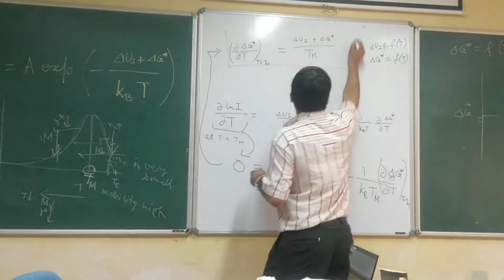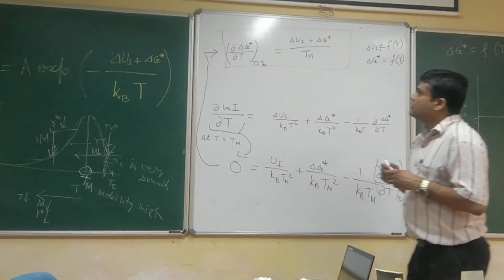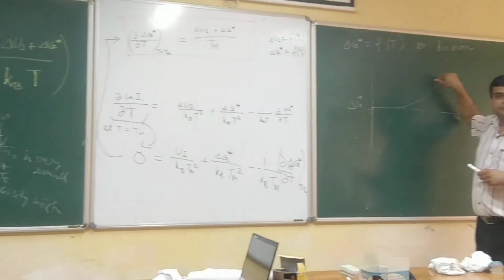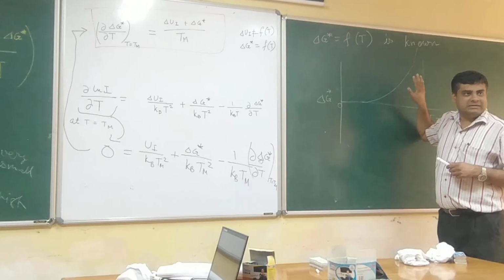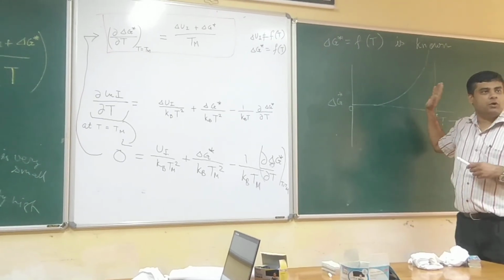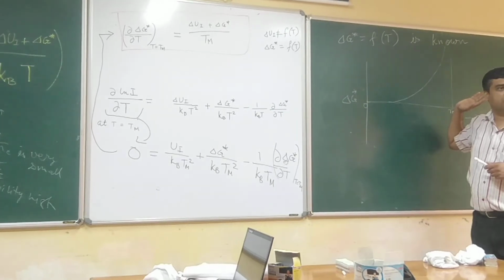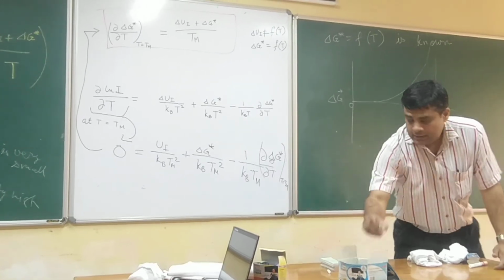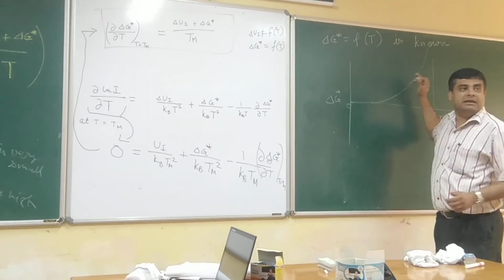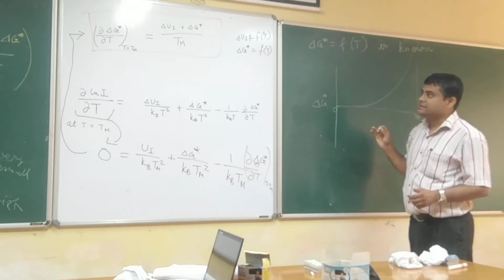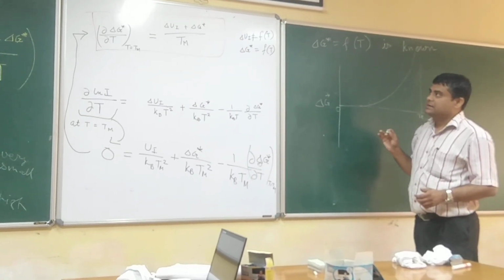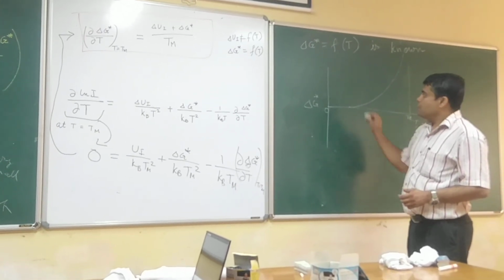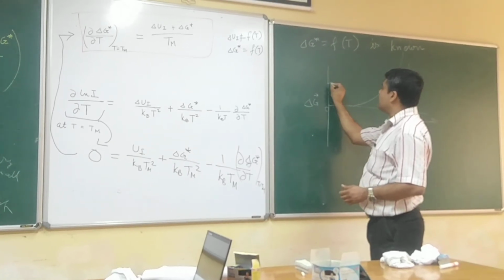So this equation, if you note, what is delta G star by delta T? It is the slope of this curve. The left hand side is the slope of this curve at T equal to Tm, which we do not know yet. At some point on this curve, that slope is the left hand side. Right hand side is delta G star plus delta Ui over Tm. So delta G star goes from 0 to some value of delta G star.